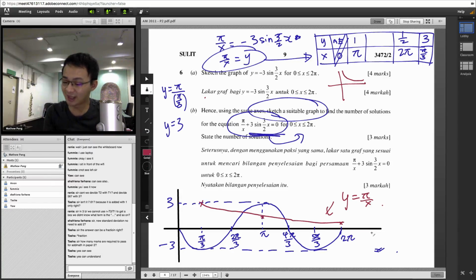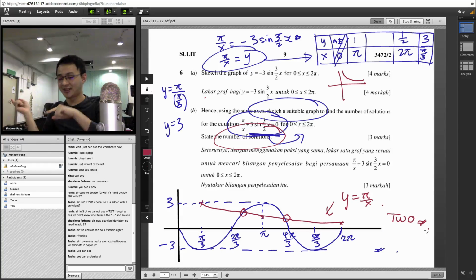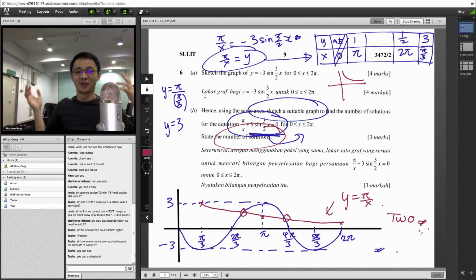Then the question actually asks you to state the number of solutions. Number of solutions means intersections. We have 1 intersection, 2 intersections. So the answer will be 2. Yes. So this is how we sketch the suitable graph into our sine diagram. And then we find the number of solutions. So the number of solutions is 2. So far so good.